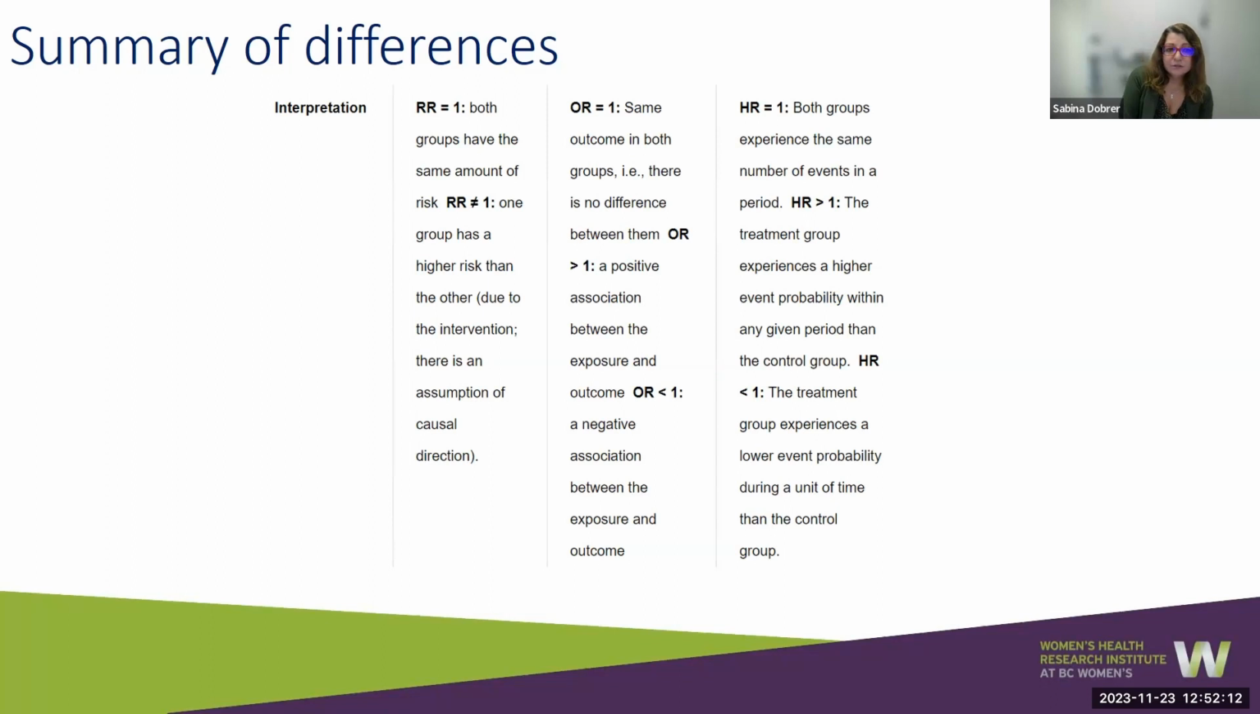And if relative risk is not equal to 1, it means that one group has higher risk than the other due to the intervention. And for odds ratio and hazard ratio, it can be positive, which means your exposure group has higher risk, and less than 1, which means that for both calculations of odds ratio and hazard ratio your exposure group will be at a lower risk. So it's consistent across all of those.